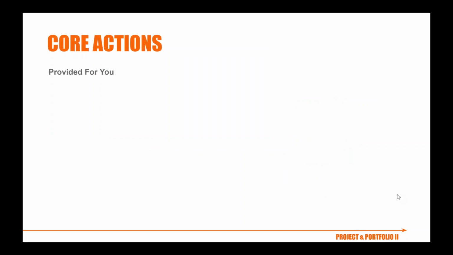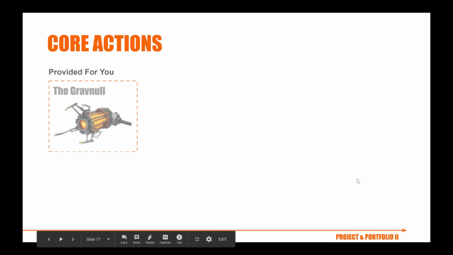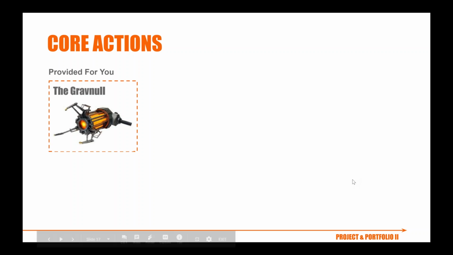All right, so now I want to get into the core actions that are provided to you guys. Remember we talked about the 3 parts of a gameplay breakdown: the core action, the interactive object, and then the success event. All right, so the grab null. This is one of the core actions that you can use for your mechanics.